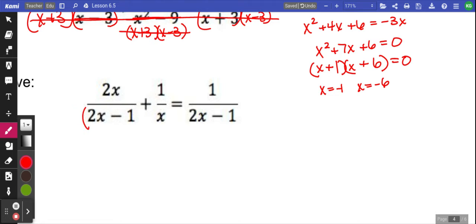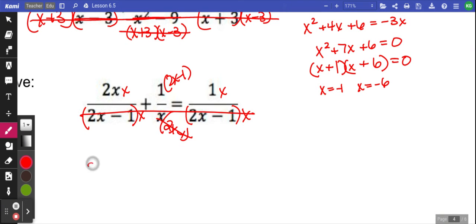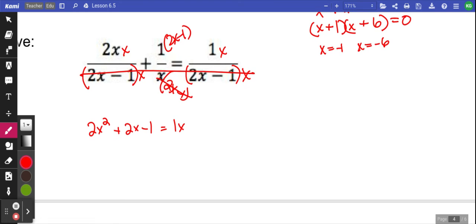On this one, I'm going to treat this 2x minus 1 as its own binomial. So I'm going to multiply this one and this one both by x, and then multiply that middle one by 2x minus 1. So now I have 2x squared plus 2x minus 1 equals 1x, which again is a trinomial that needs solved. So 2x squared plus 1x minus 1 equals 0.